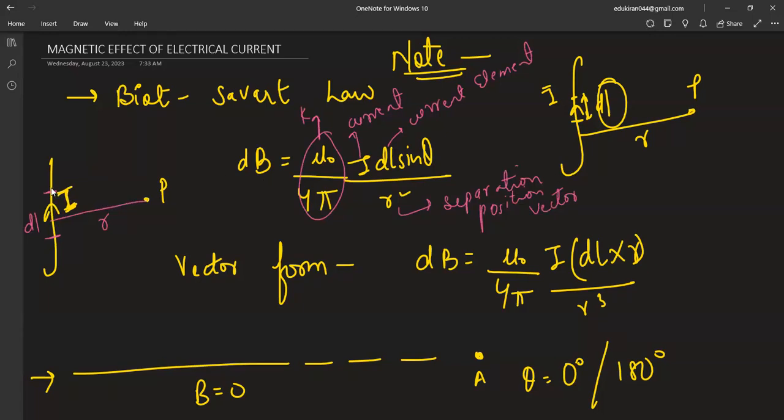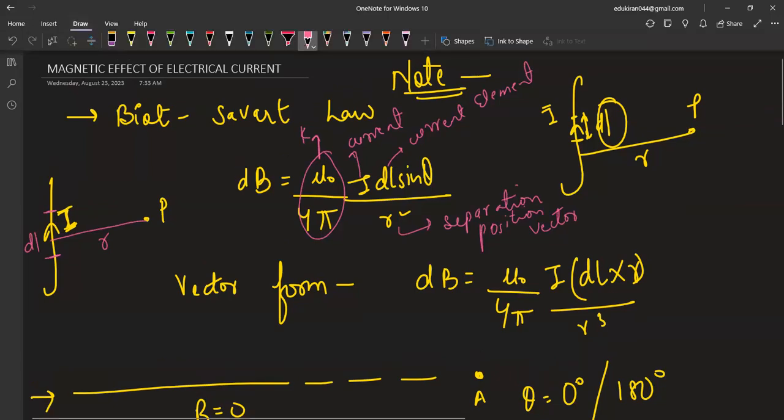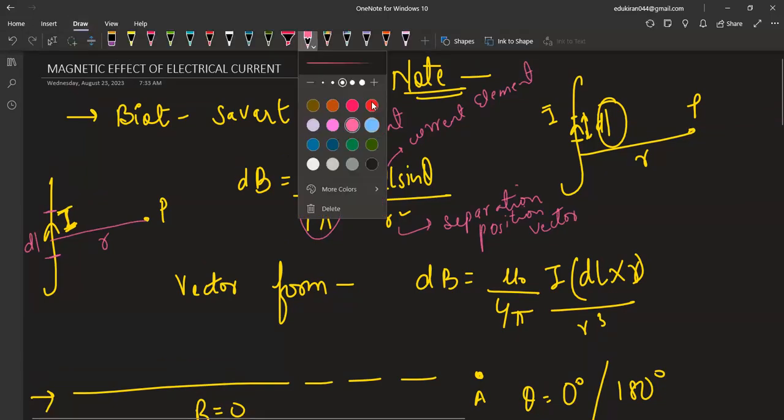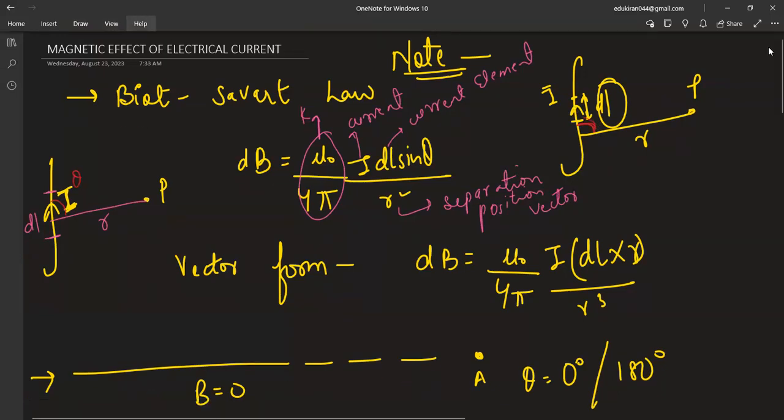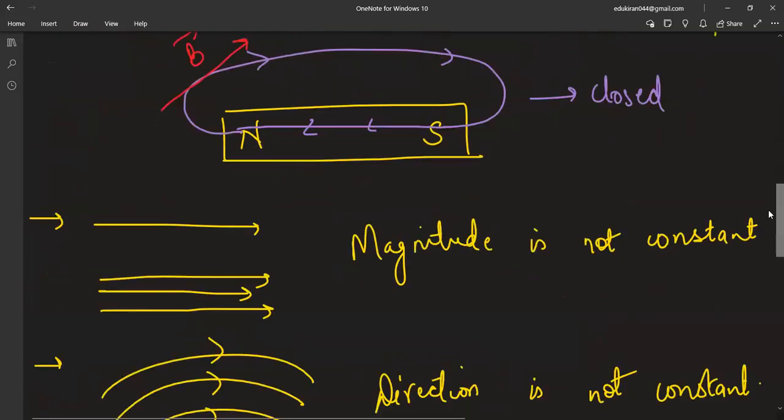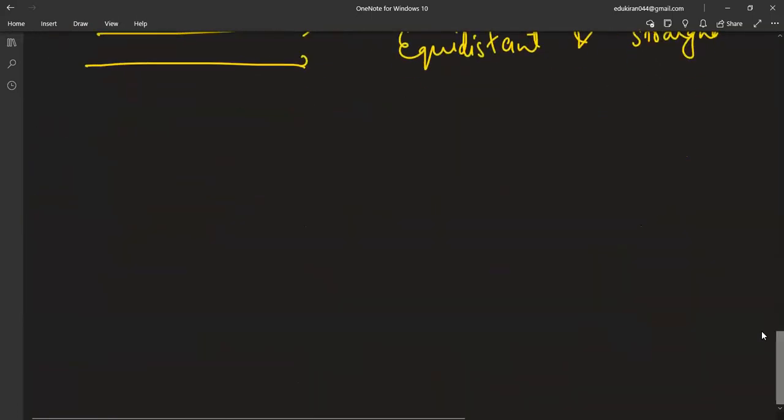And see, now this DL is making some angle. If you look here carefully, this DL is making some angle over here. This is theta. So this is directly proportional to this sine theta. This is the angle that the current element is making with the position vector. This is what is your Biot-Savart's law. In your class, we'll discuss it in detail. Right now, I'm just briefing you. Now coming to the calculation part.